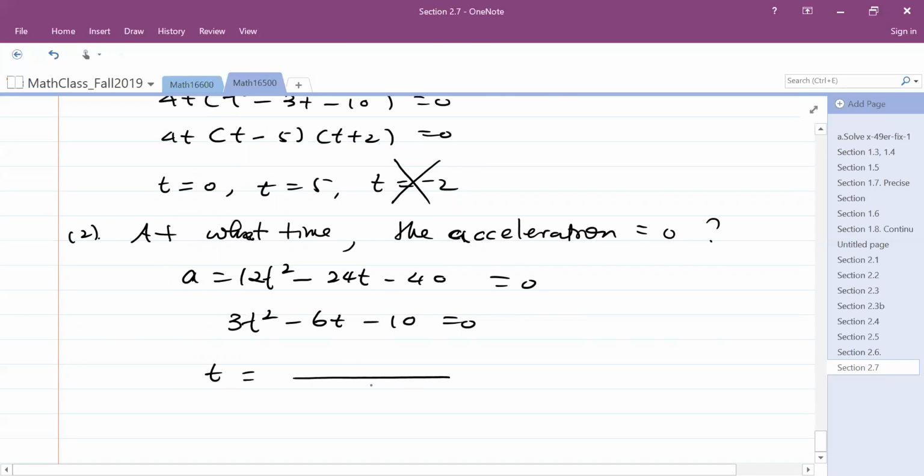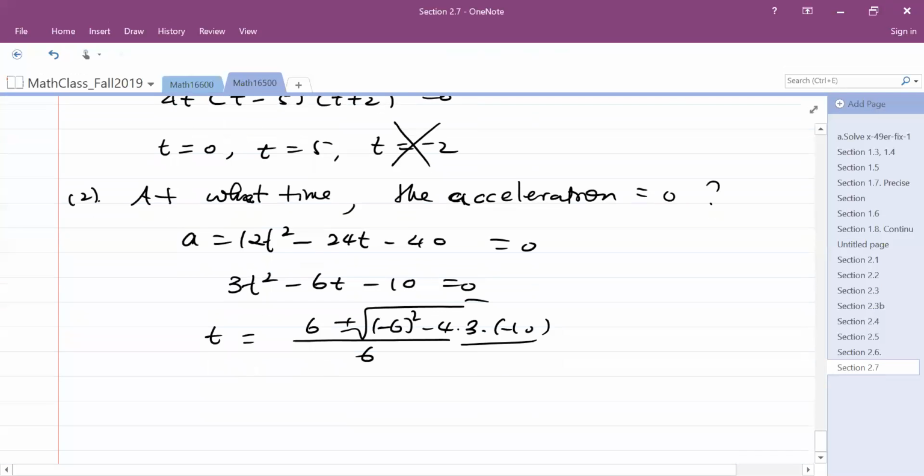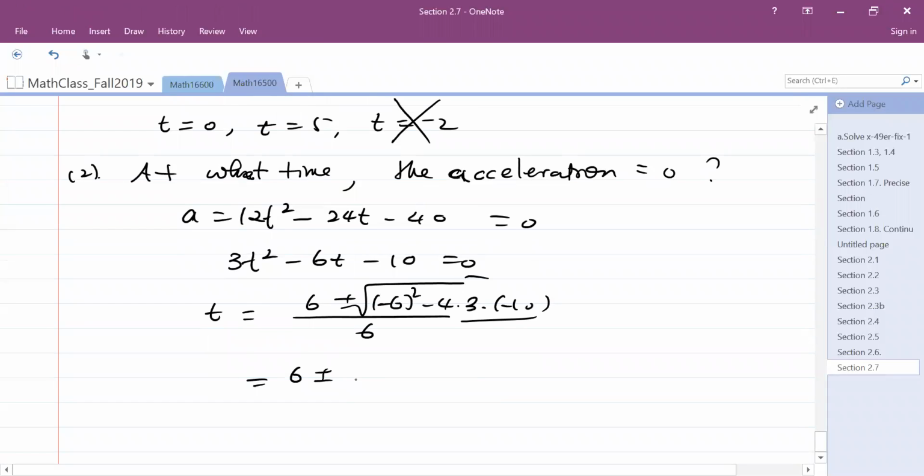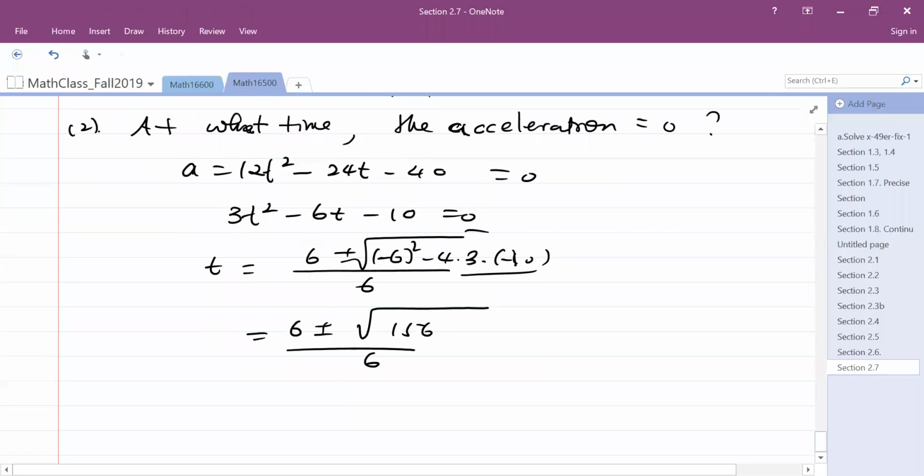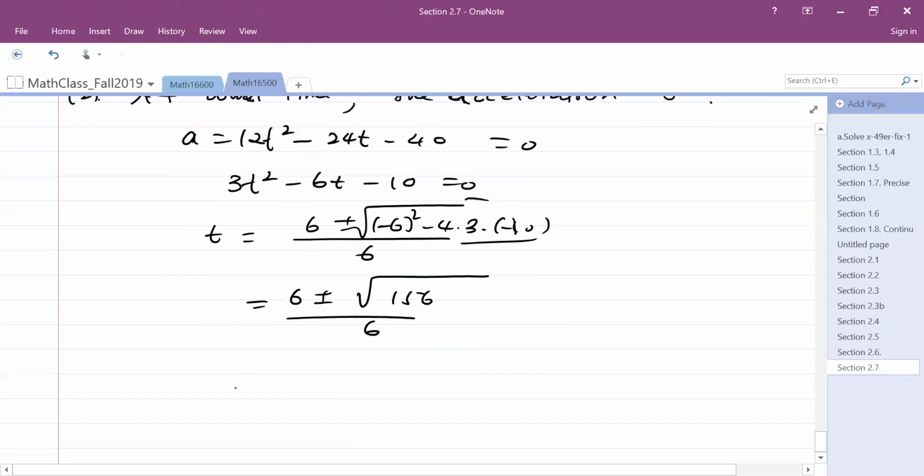So t equals 6 plus or minus the square root of b squared minus 4ac. And after you simplify it, you get 36, 120, so 156 divided by 6. Okay, you may simplify a little bit, but clearly if you choose the negative sign, you get a negative number. So the answer t is positive, so it's going to be this number.